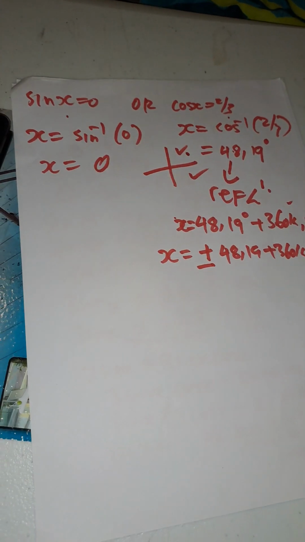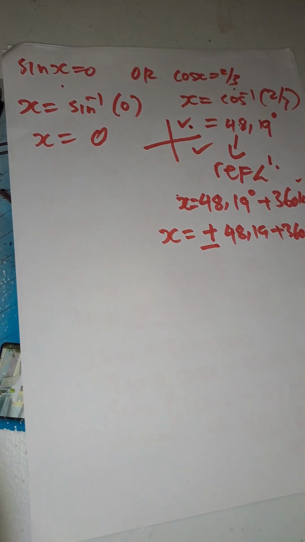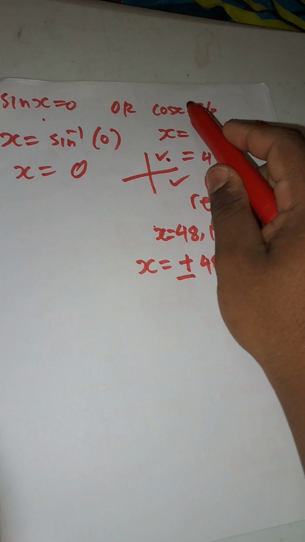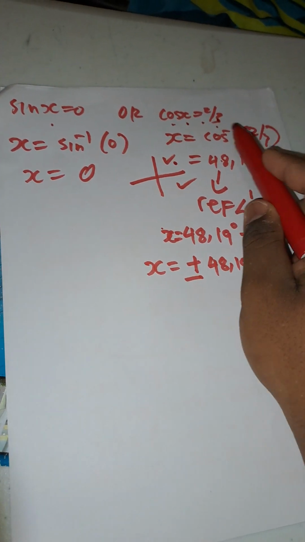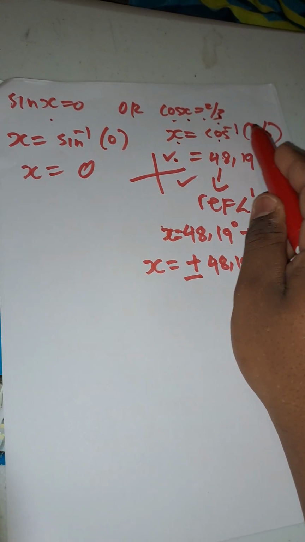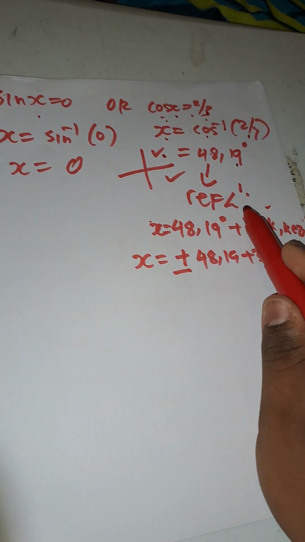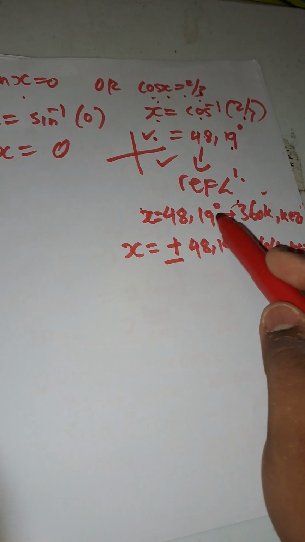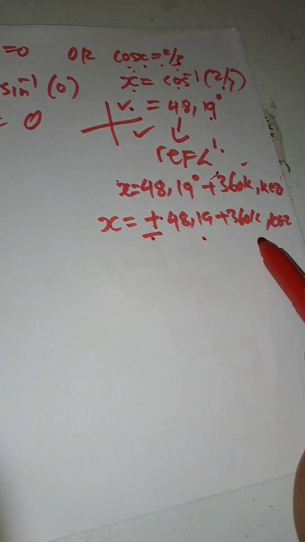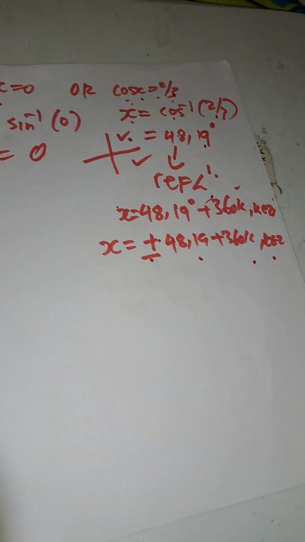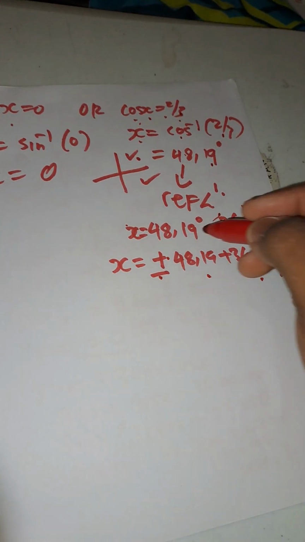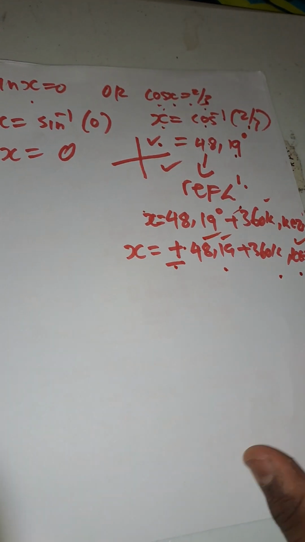In order to find the angle given, or the value of x, I have cos x is equal to 2 over 3. So x is equal to cos inverse of 2 over 3. I get my angle. Since it is cos, it is my reference angle. Since it is cos again, I can say plus or minus my reference angle plus 360k, k an element of integers. This one has a mark. This one also has a mark.